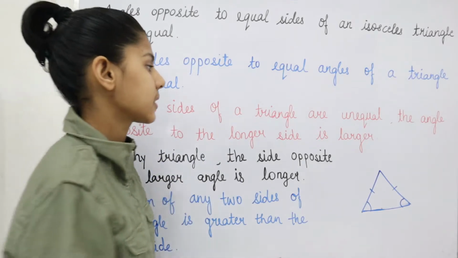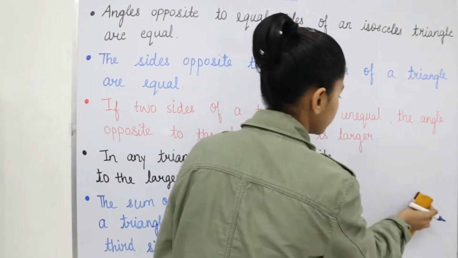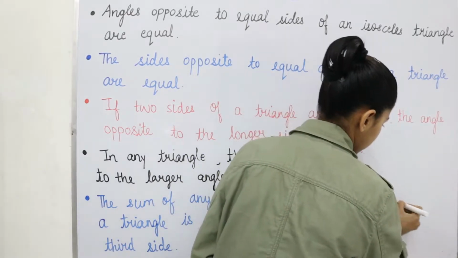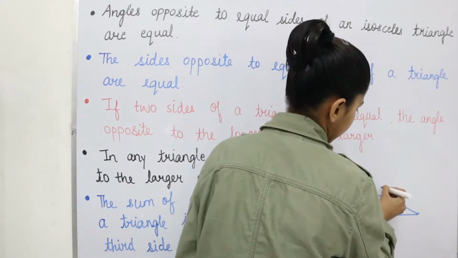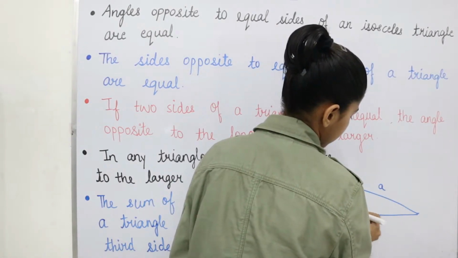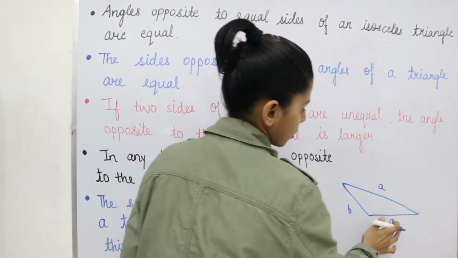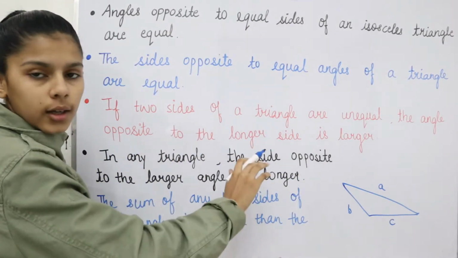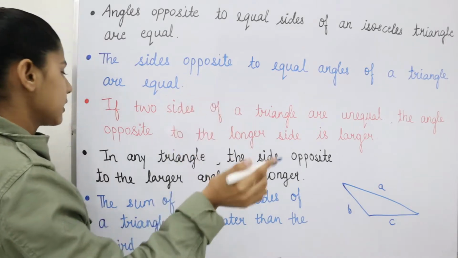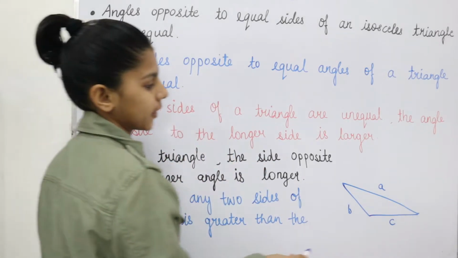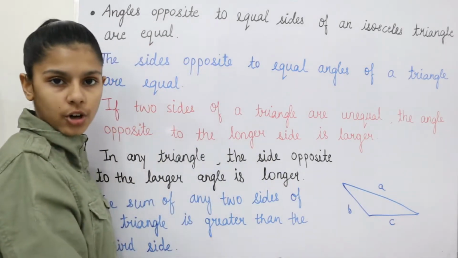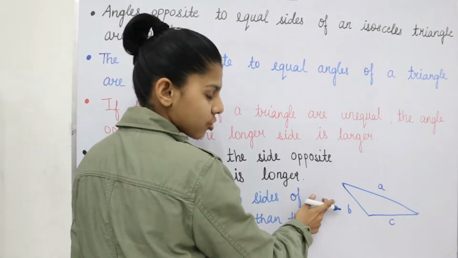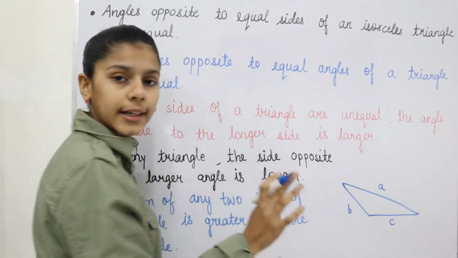So what this one is saying is, if there is a triangle, let's say this triangle, this side is A, this side is B, and this side is C. So if two sides of a triangle are unequal, any two sides are unequal, the angle opposite to the longer side. So which is the longest side in this triangle? It is side A. You can observe that in this triangle the longest side is side A.